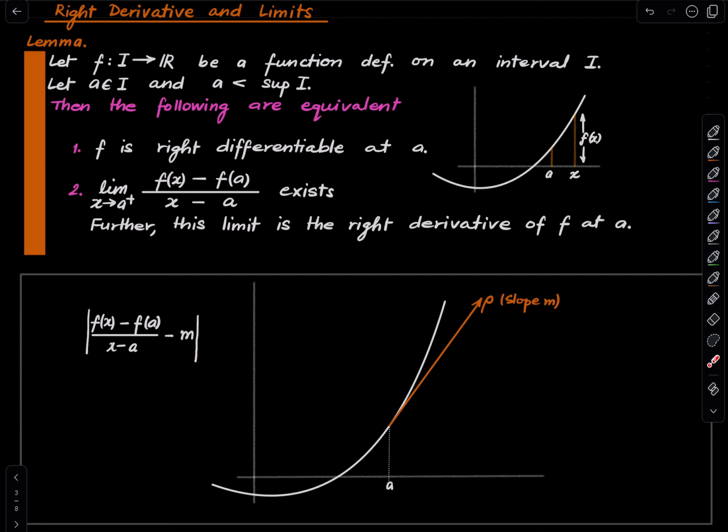Alright, fine. So suppose we want to show that this is at most epsilon. So fix an epsilon greater than 0 and draw the epsilon cone about this right ray.